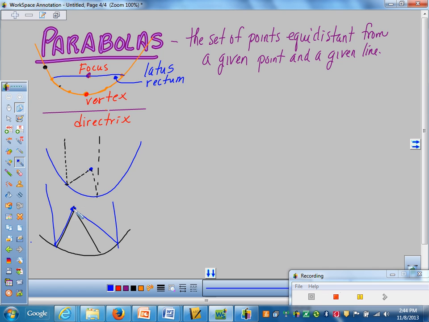Same way when they send out signals, it shoots the signals out in all directions. They come out of here in all directions, they hit the parabola, and then they bounce straight out of the parabola every single time.